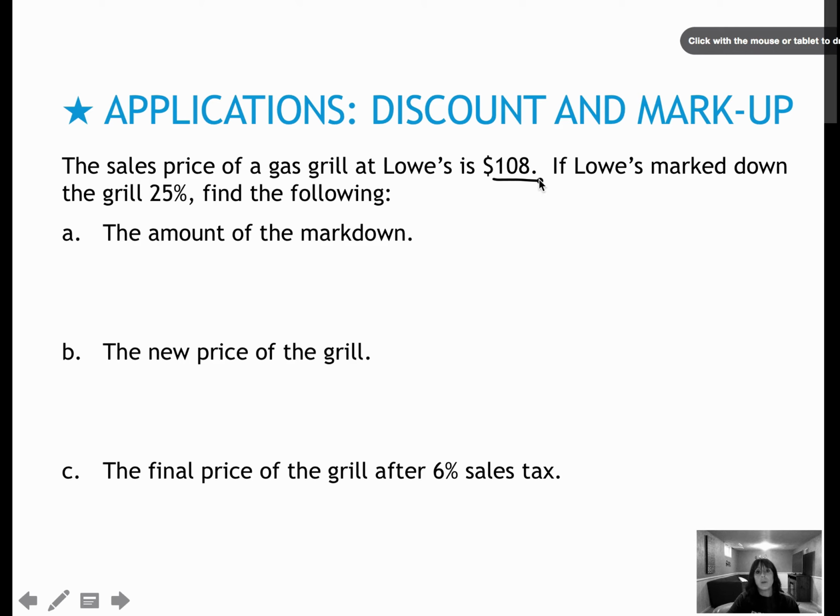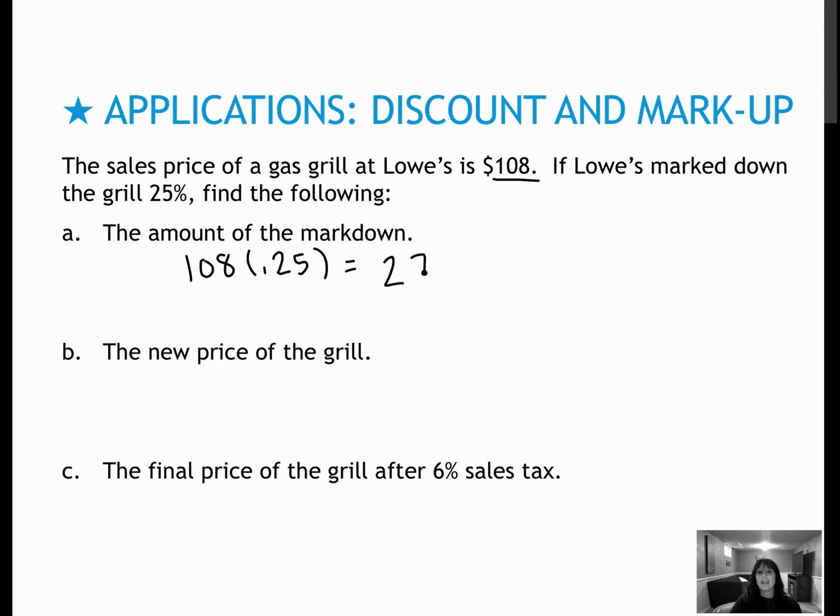It started at 108, and we're going to mark down the grill 25%. So the amount of the markdown would be the original price times the 0.25, so times the discount. If I multiply 108 times 0.25, I get 27. 27 represents the amount of the markdown, so $27 off for that gas grill. So what's the new price of the grill? I would just take 108 minus 27, which would give me $81.